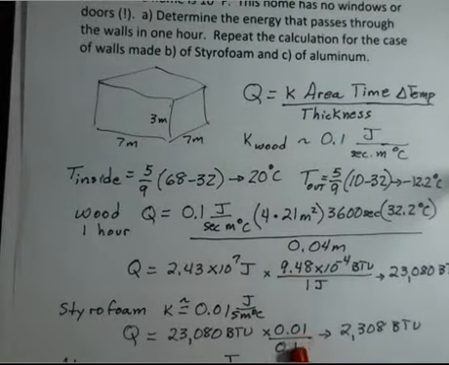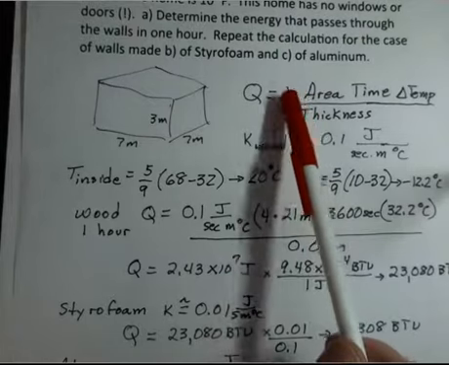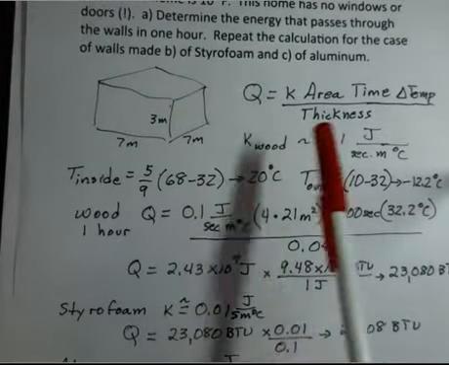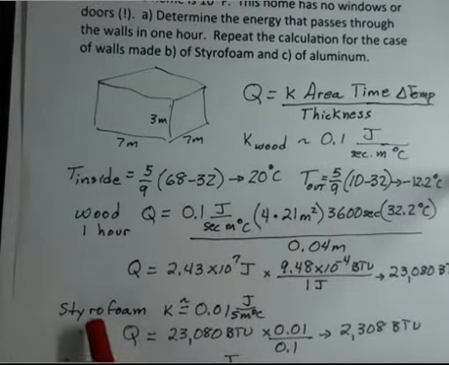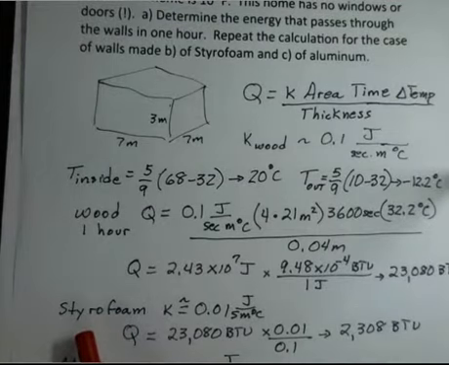The K number is 10 times smaller. So if the K number is 10 times smaller, the Q number is going to be 10 times smaller if everything else is equal, and that's what I'm claiming here. The walls are now pure styrofoam, no wood, all styrofoam.